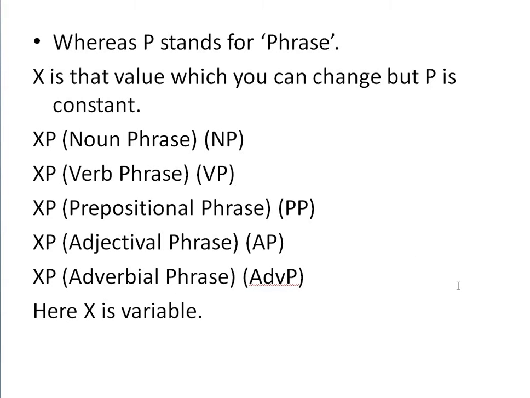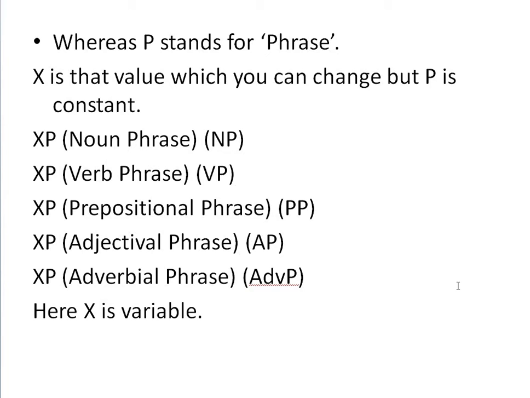Now what is a P? P stands for the phrase. X stands for the lexical category, that is any part of speech, whereas the P stands for the phrase. So, just ignore for now the bar concept, just see the XP. What is X and what is P? X is for any noun, verb, adjective, adverb, whereas P is for phrase. X is that value which you can change, but P is constant.